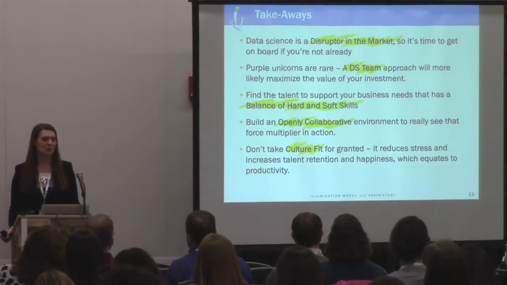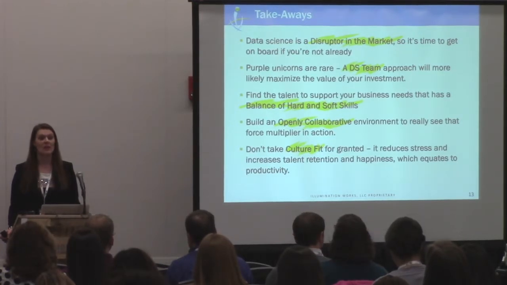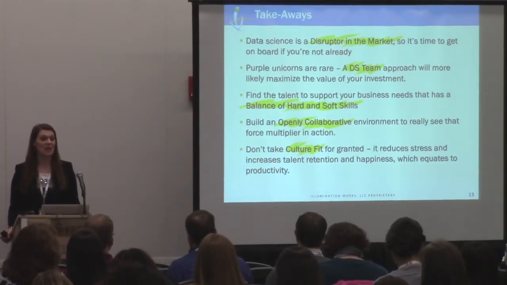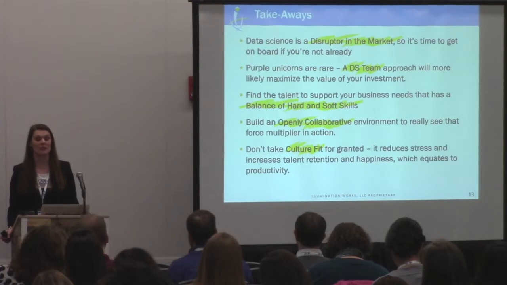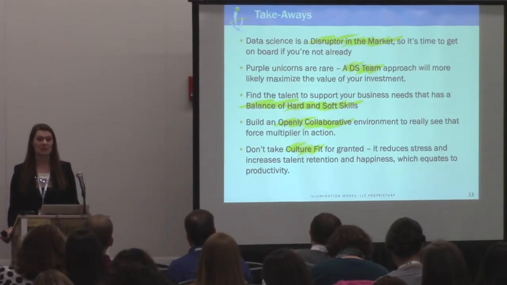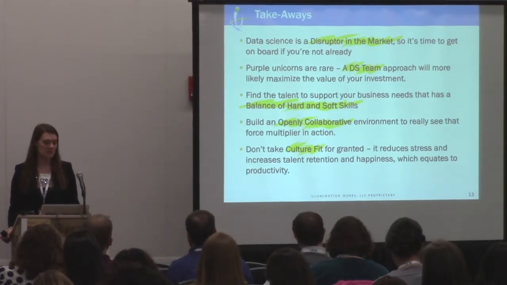But again, purple unicorns are rare. So consider a team. Start small and see what you need for your company, but try to start with more than one person. It's going to make that person stay longer and be happier. Again, data science people are collaborative. We're idea people. We want somebody to bounce our ideas off of and build something greater than what we can do ourselves.